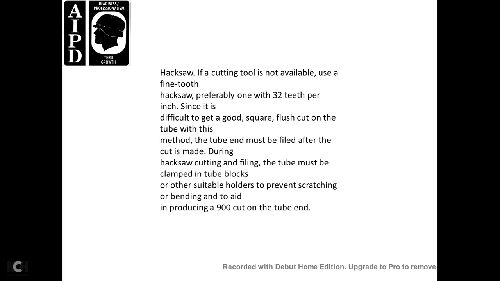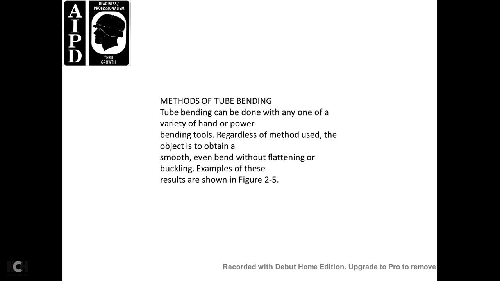If a cutting tool is not available, use a fine-tooth hacksaw, preferably one with 32 teeth per inch. Since it's difficult to get a good square flush cut on the tube with this method, the tube must be filed after the cut is made. During the hacksaw cutting and the filing, the tube must be clamped in tube blocks or other suitable holders, preventing scratching and bending, to produce a 90 degree cut on the tube end.